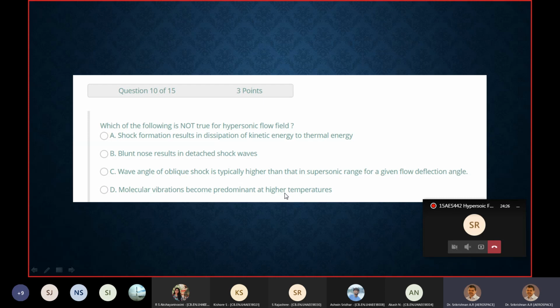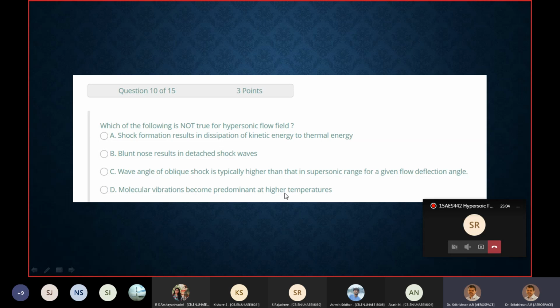We know that for a given deflection angle, when theta is specified, the value of beta, the wave angle, decreases when there is an increase in Mach number. This is an observation we have used several times, including in the formulation for similarity, and also in the calculation for hypersonic limits. So it's a constantly used observation that for a given theta, beta will be smaller for higher values of Mach number.